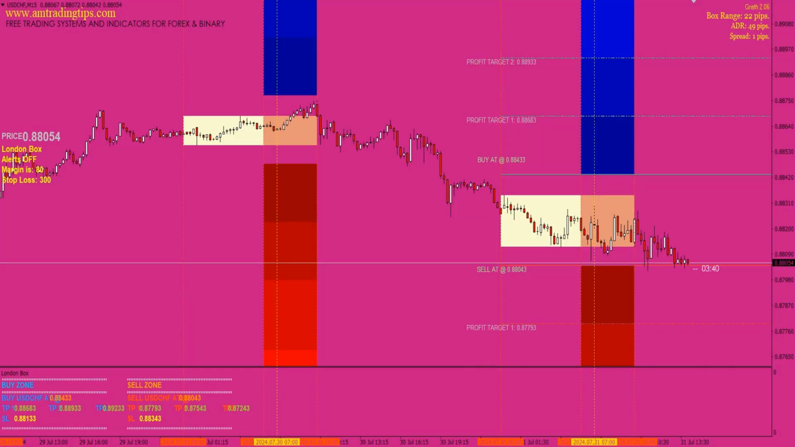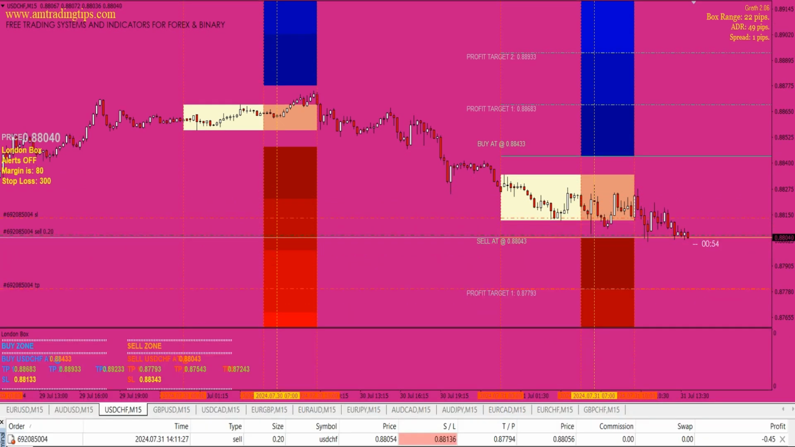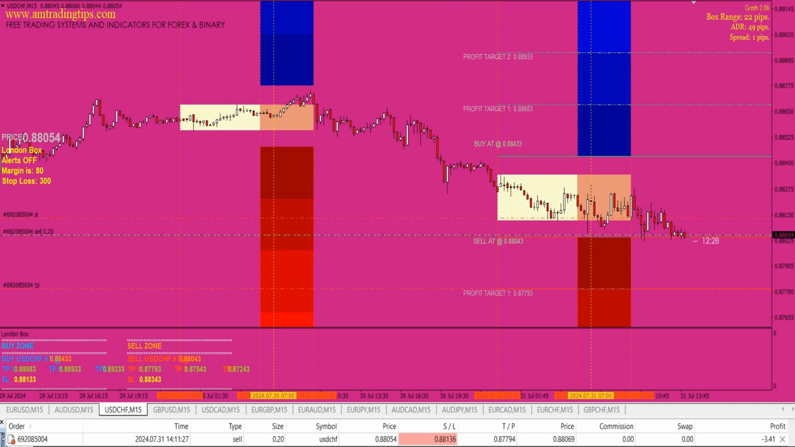Here, the price has broken out of the box and touched the red sell zone. Let's quickly place a sell order and set the stop loss and take profit levels as indicated. Now let's see if this trade results in a loss or a profit.